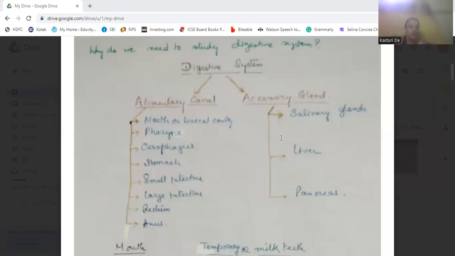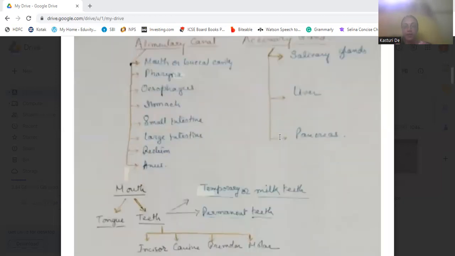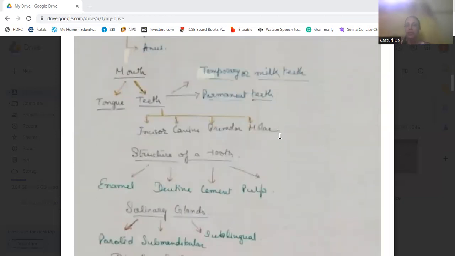Two sets of teeth are there: milk teeth and permanent teeth. The milk teeth come from the beginning, when the child is about 6 to 8 months old. Then at about 7 to 8 years, the permanent teeth start growing. The milk teeth fall and the permanent teeth come up.